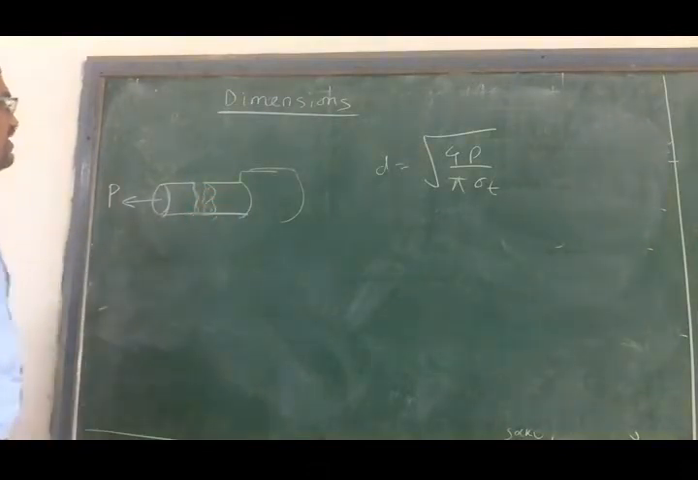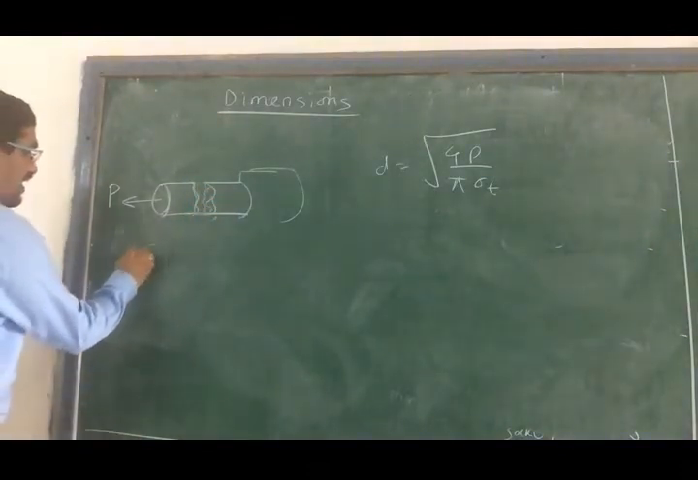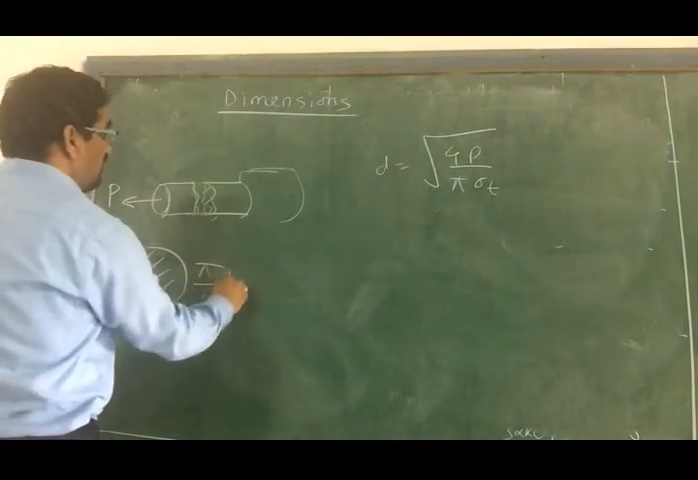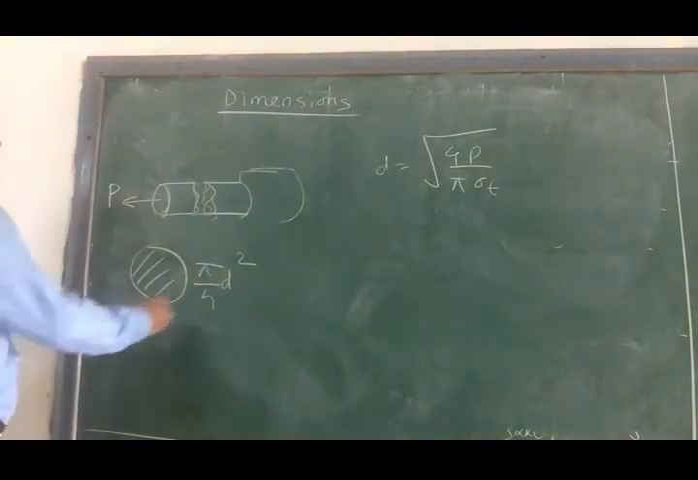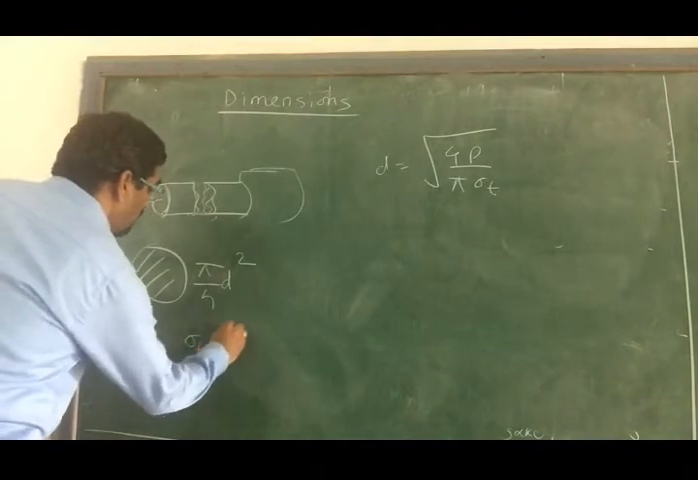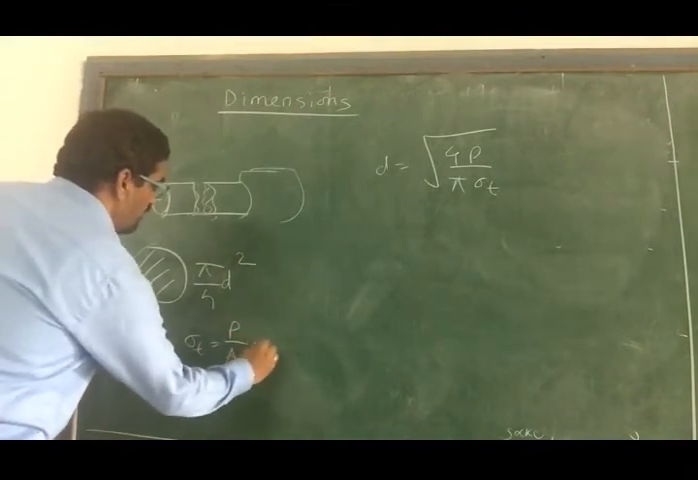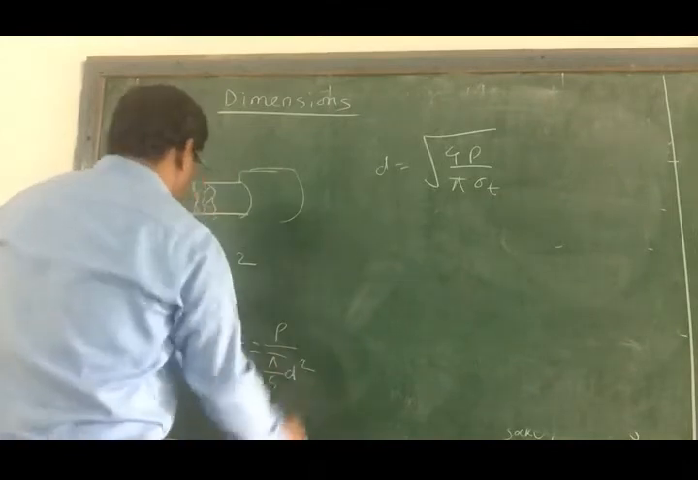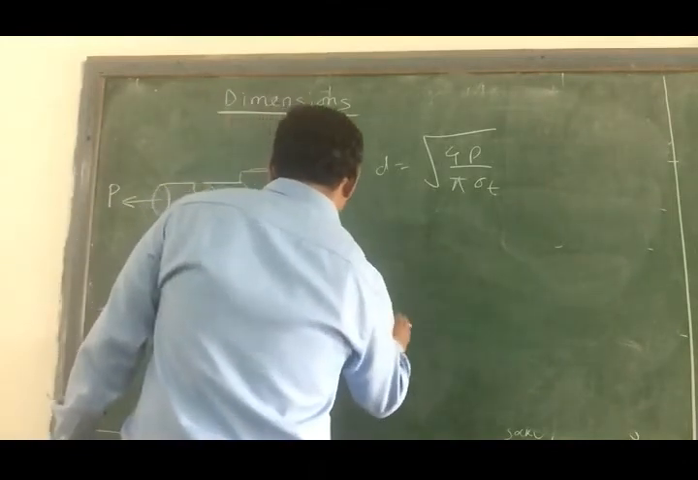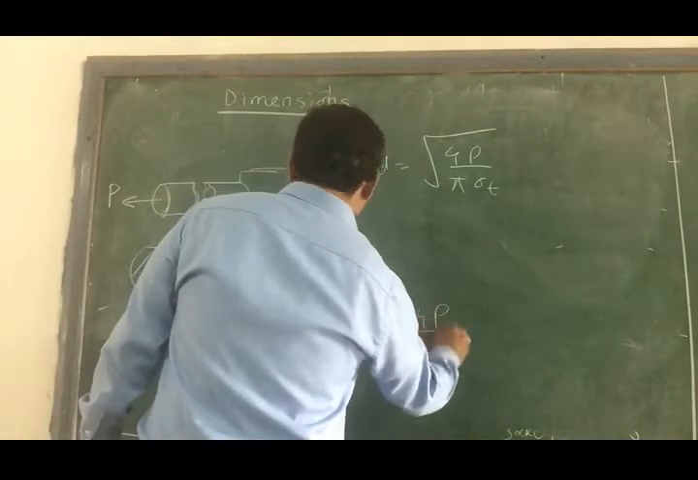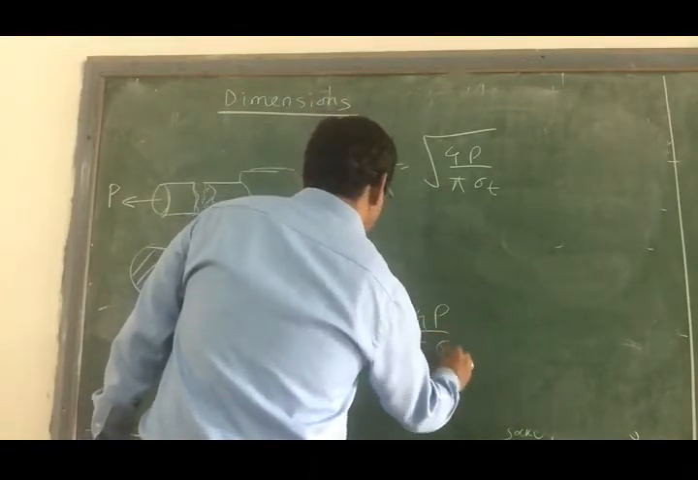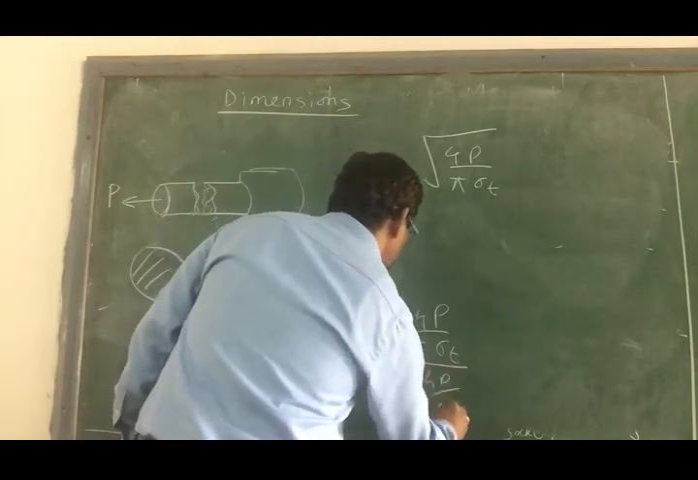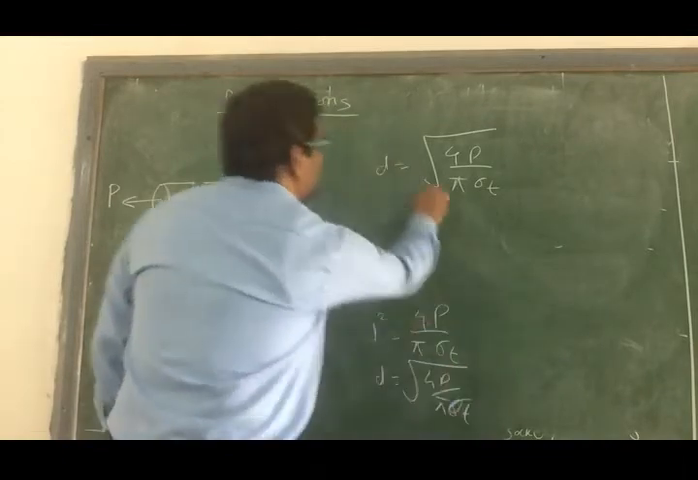If that is the case, what is the area? The cross-section area is pi by 4 d square. So what is the stress? Sigma t is equal to load upon area, that is P upon pi by 4 d square. So what is your d? Your d square is 4P upon pi sigma t, so your d is the root of 4P upon pi sigma t. You got it? This is the same formula.